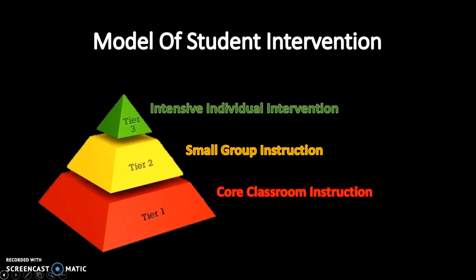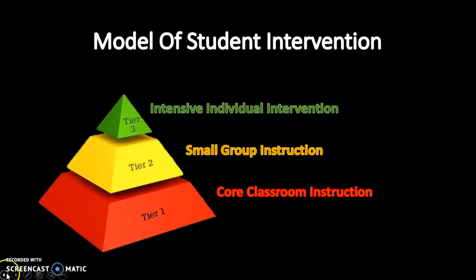And next we're going to look at the pyramid. This is a model of student intervention. To start, we're going to start at the bottom, which is the core classroom instruction. This is about 80% normally. It's the traditional classroom, universal. And this is just the regular classroom. These students don't really struggle. They're just there to learn.